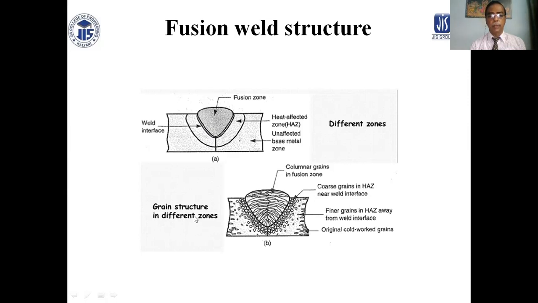And another figure again shows the structure in different zones. This is the columnar grain fusion zone. This is coarse grain, which I have already shown near the weld metal. Finer grain forms from the weld interface, and this is the original cold worked grain structure of the different zones, which we have discussed. This is the columnar zone where the fusion maximum temperature is. In fusion welding, weld metal is deposited here, and the maximum temperature is here. So the fusion zone and other zones are clearly indicated.